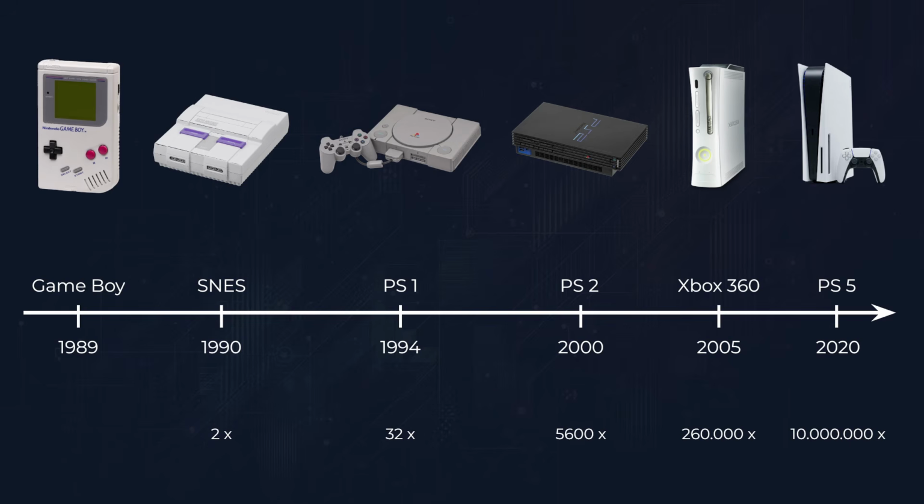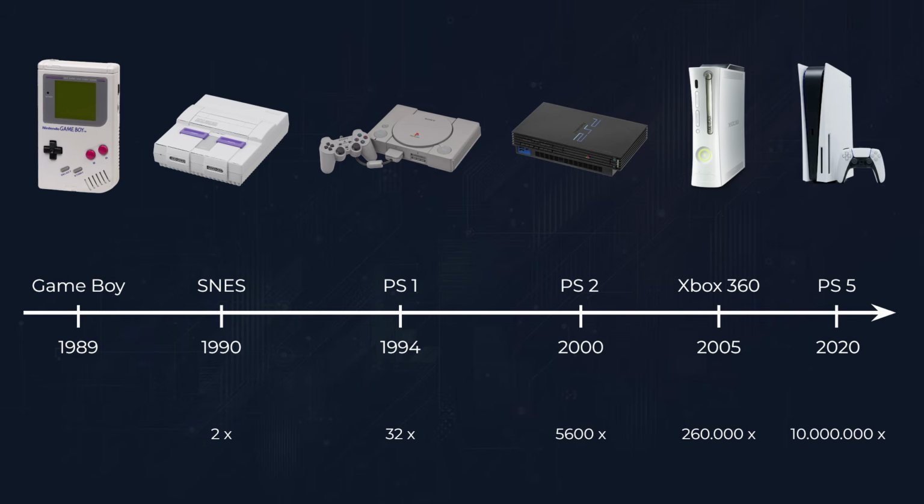Now, if you do the same kind of hand-wavy math that I've done just a second ago, you can see that over time, the performance increase, which is denoted at the bottom here as the speed up factors, has increased exponentially. So for example, the Super Nintendo Entertainment System is about twice as fast as the Game Boy, the PlayStation 1 is around 32 times faster than the Game Boy, and so on, and the PlayStation 5 around 10 million times faster. So we had this exponential increase.